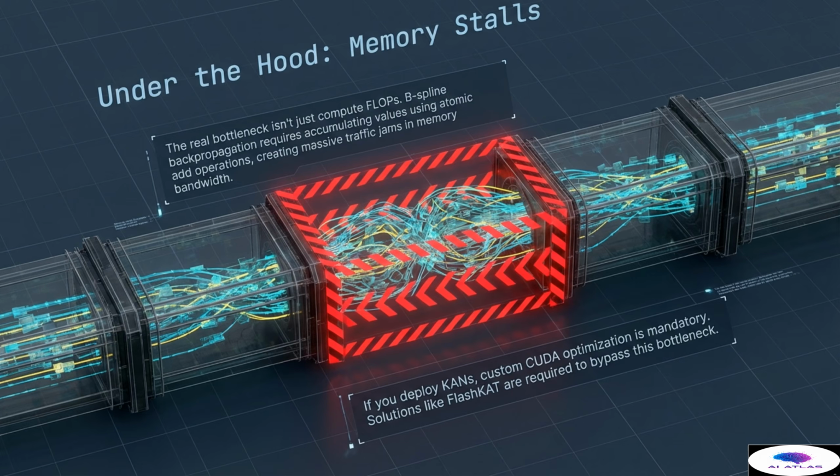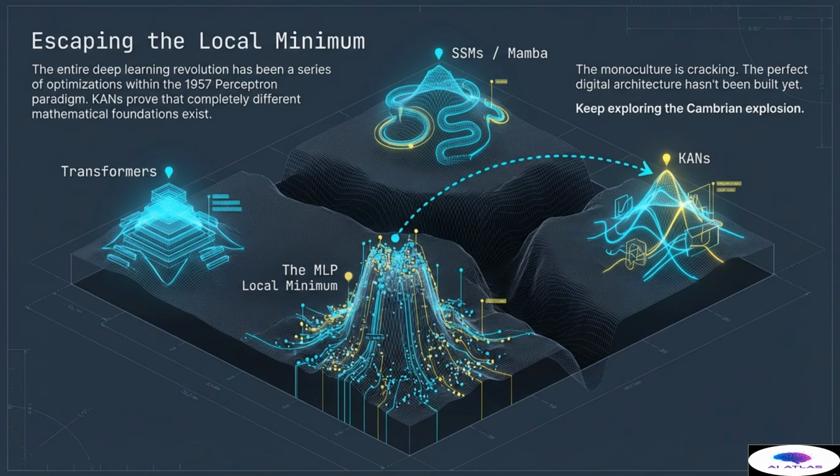Solutions like FlashKAT are being developed to bypass these bottlenecks by optimizing how memory is accessed and updated during the training process. Without these specialized optimizations, the benefits of the KAN architecture might be overshadowed by the inefficiencies of running it on hardware meant for something else. This technical hurdle is the main reason why we haven't seen KANs replace MLPs overnight. But it is a challenge that engineers are working hard to solve as the potential benefits become more obvious to the community. We are now in a phase of escaping the local minimum of AI research.